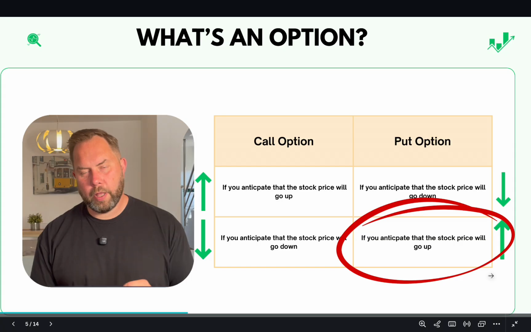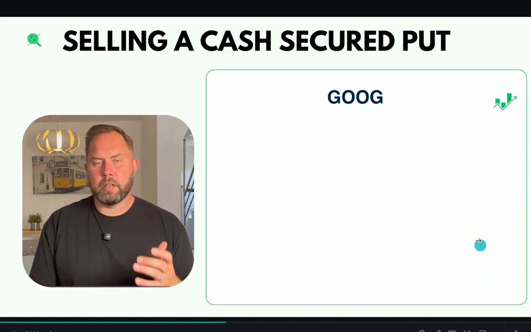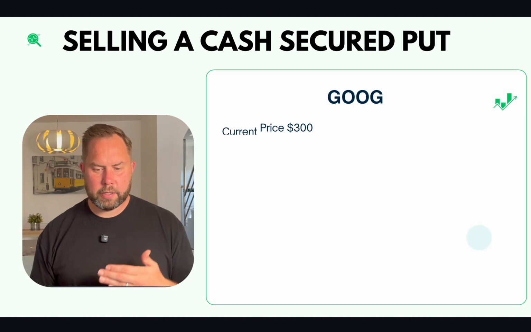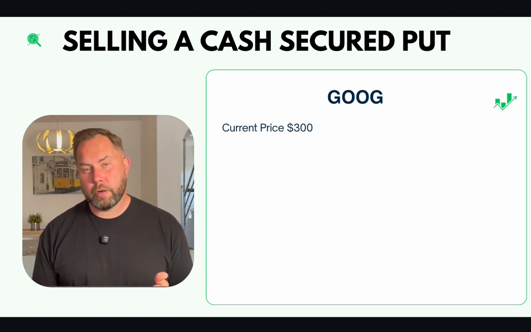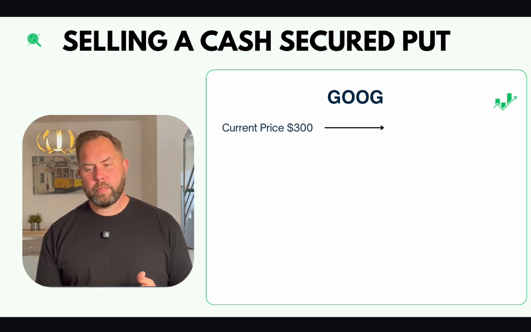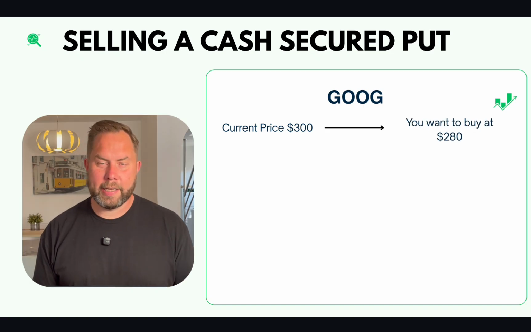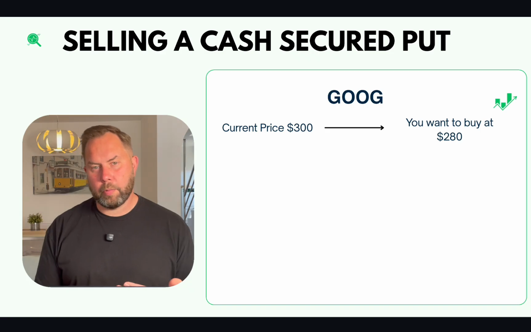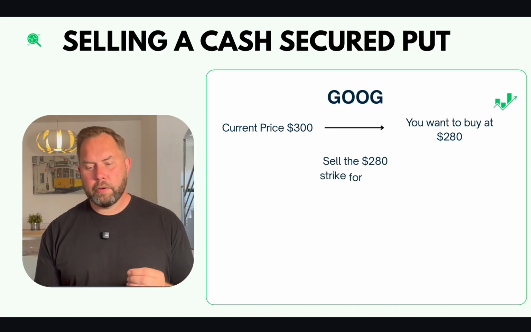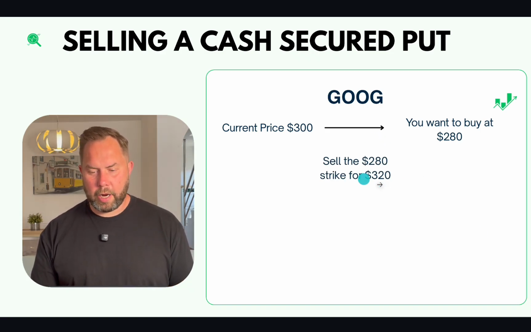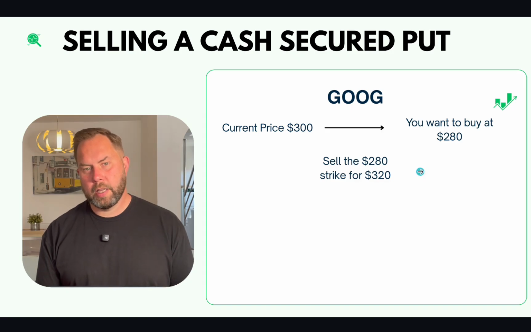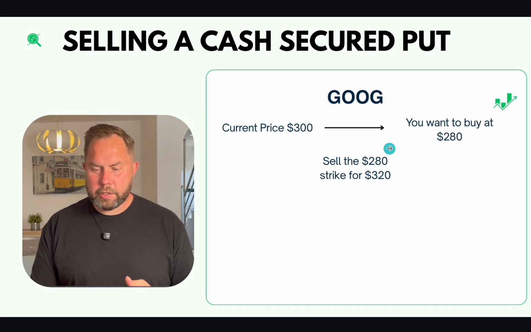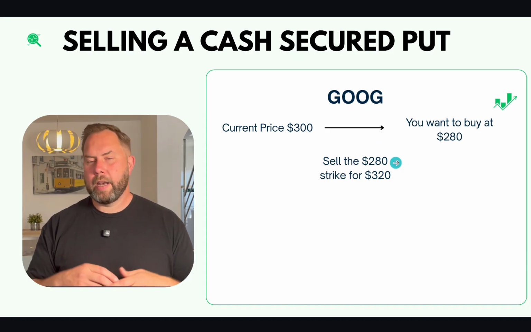Let's start with that one. That is called a cash secured put, and we're going to talk about an example with Google. So the current price of Google is $300 per share, let's say. And you want to buy Google at a discount. You want to buy it for $280, or you just want to make a little bit of premium. So therefore, you could sell the 280 strike for $320. By selling that, you're going to obligate yourself to buy 100 shares at 280 at a determined price.